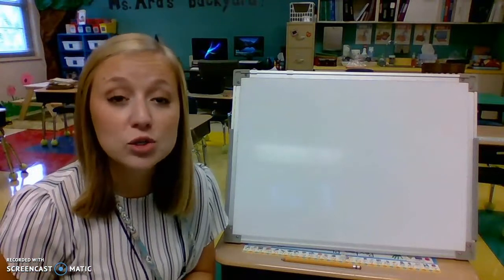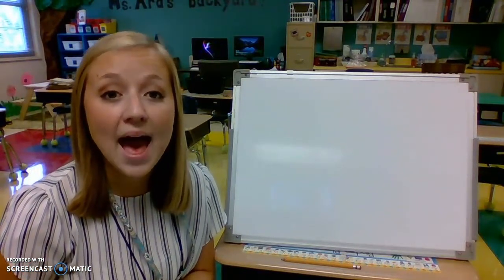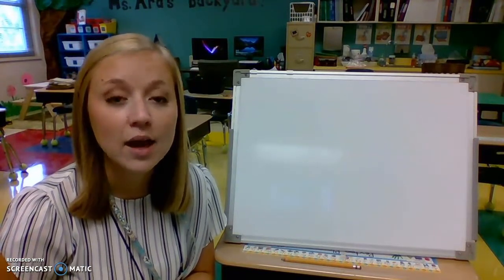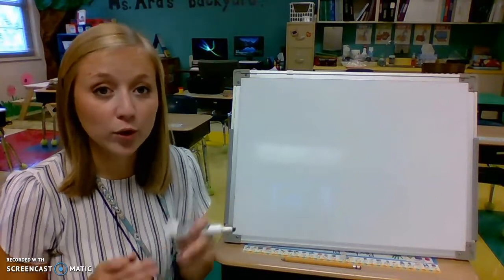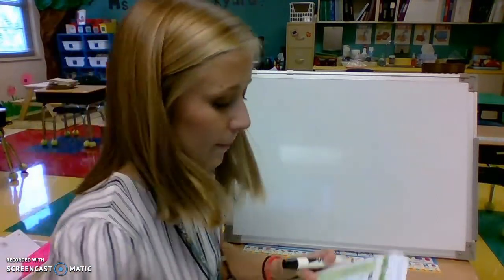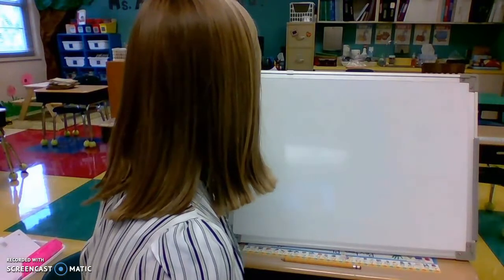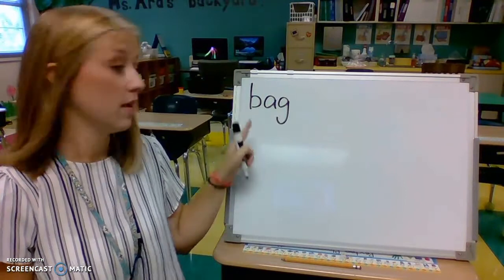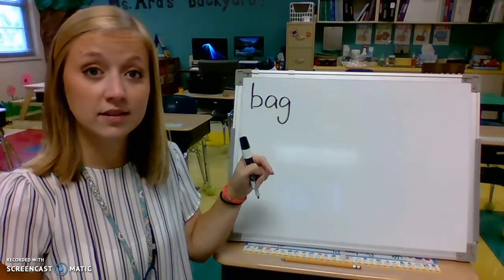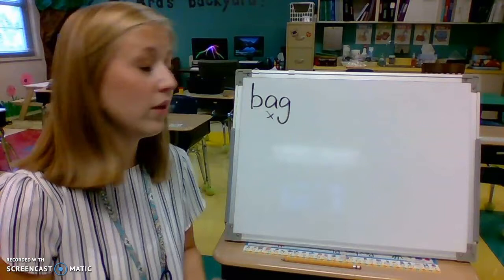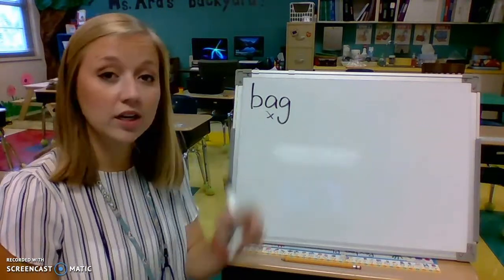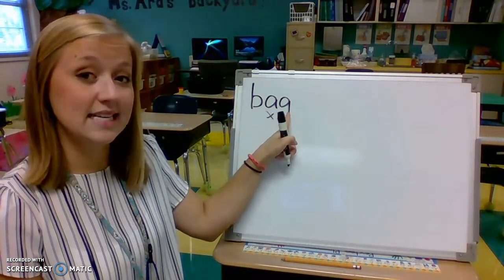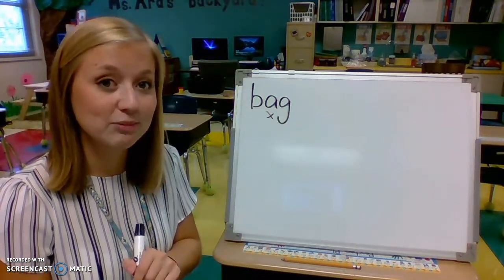All right, our first word that I want you to write is bag. Hear it again. Bag. Bag. Write that word on your board. Bag. And remember, I'm going to mark my vowel with an X because this is a real word. Remember, when your slide gets an ending consonant, you mark your vowel.